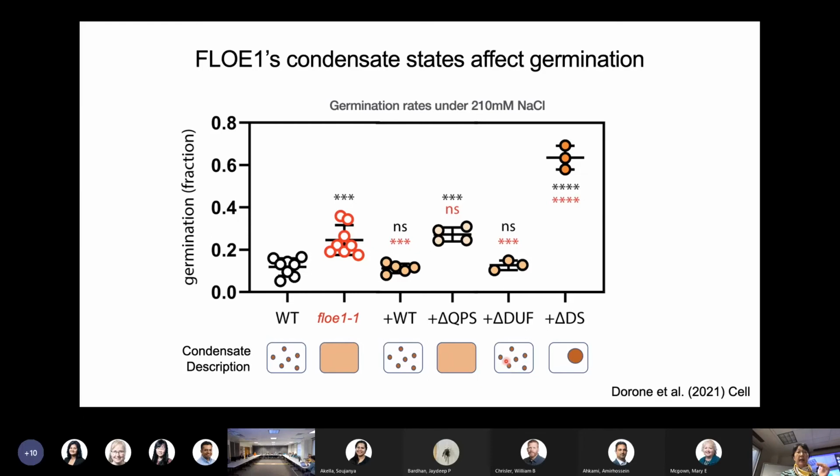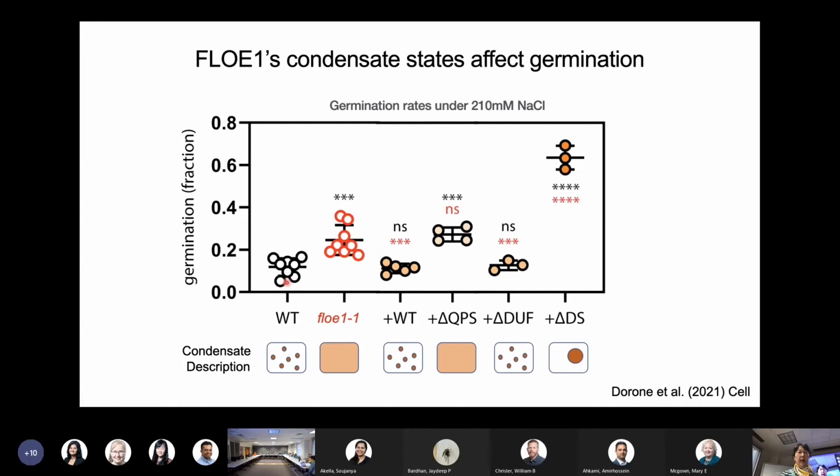back. And then this delta DUF is the domain of unknown function removed. Delta DS is the DS upstream, kind of like the disorder region that we call the DS region, removed. Now, this y-axis is the seed germination.